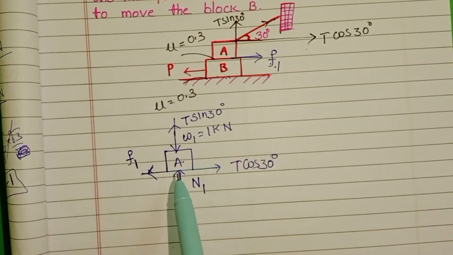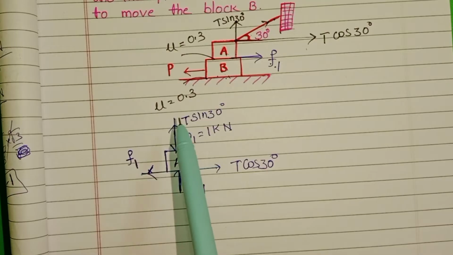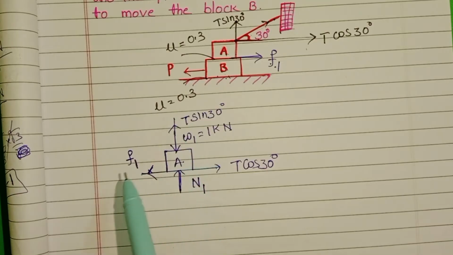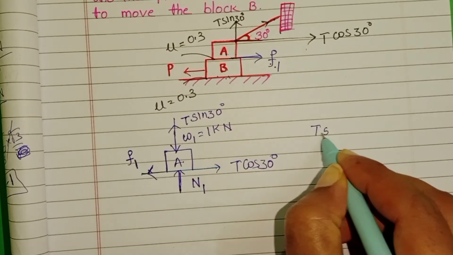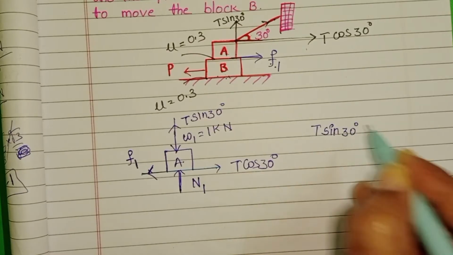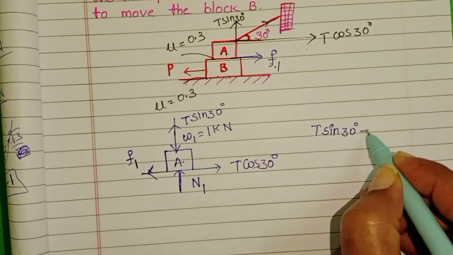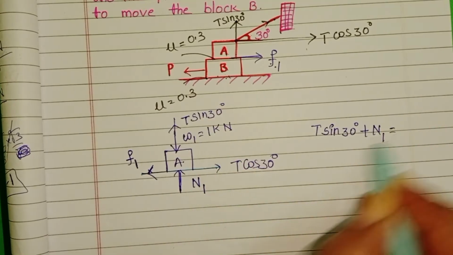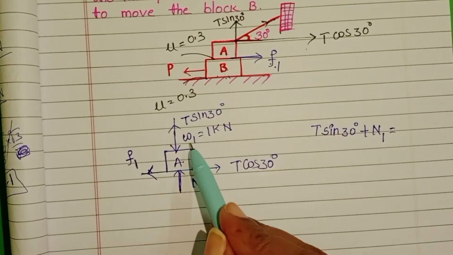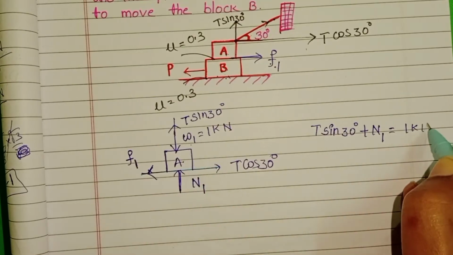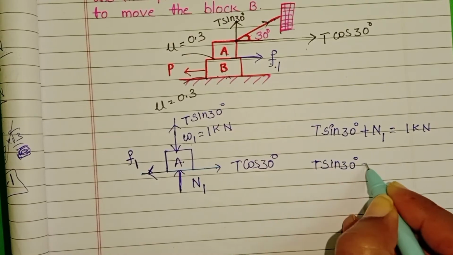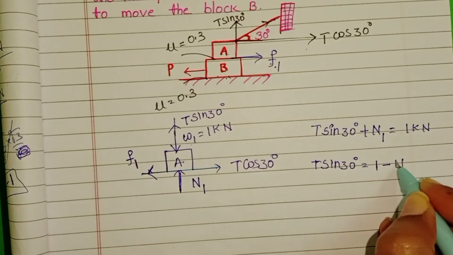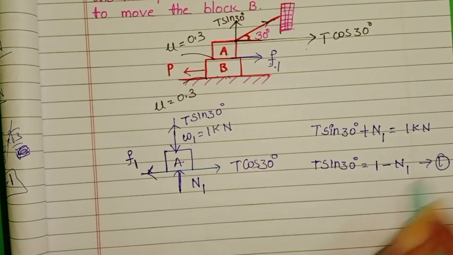In the given question, the blocks are in equilibrium position. The resultant force along the vertical direction and also the horizontal direction is equal to 0. First take the vertical forces. T sin 30 and the normal force, also in upward direction, N1, is equal to the downward force, that is the weight, 1 kilonewton. T sin 30 is equal to 1 kilonewton minus N1. Take this as equation 1.